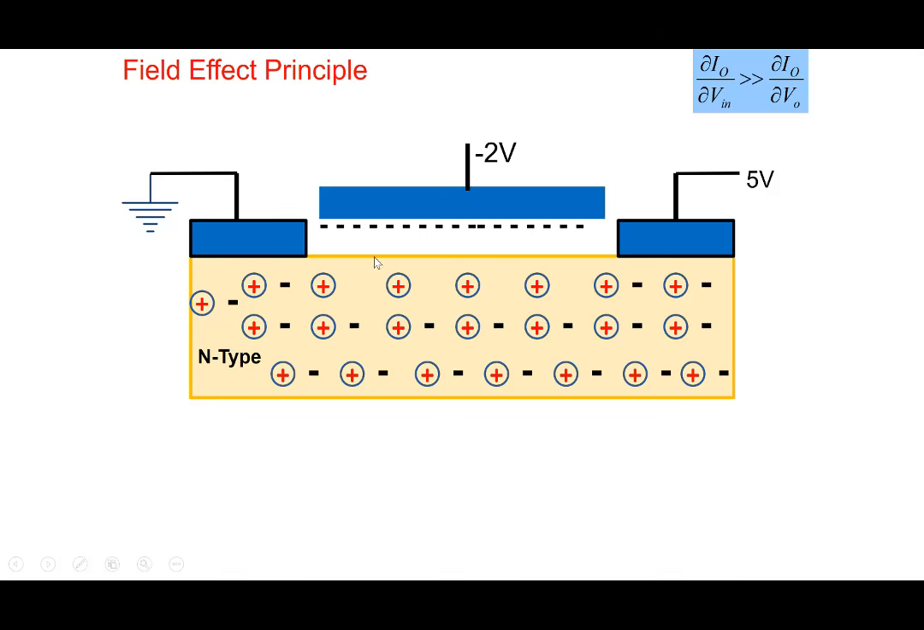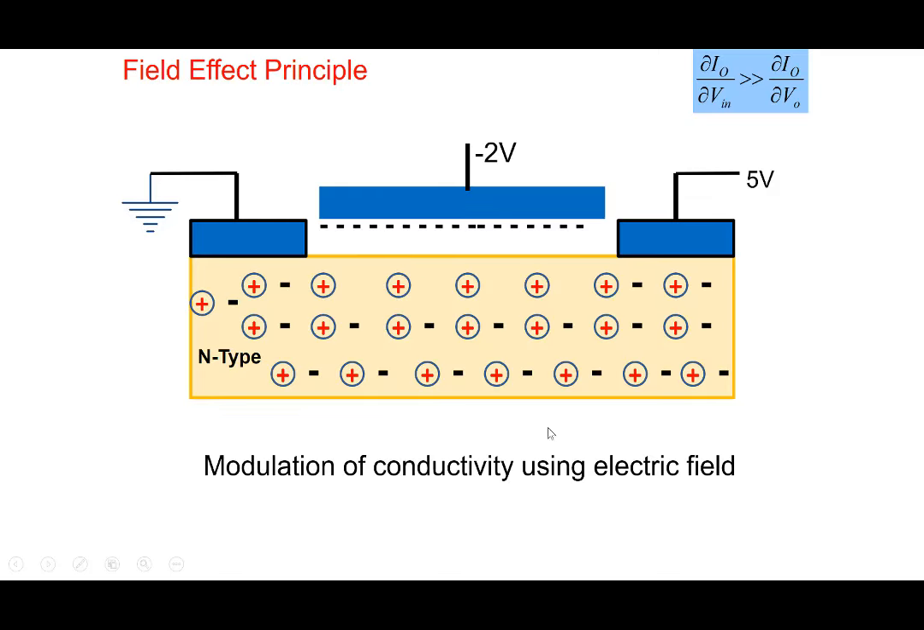And so you've removed electrons from this particular region here. The electrons will be first removed from close to the surface, and then electrons from deeper into the semiconductor will be removed gradually as you increase the voltage here. Because you have reduced the number of electrons, the current which was flowing earlier would reduce because you have fewer electrons in the system. And therefore, what we are talking about is modulation of conductivity using electric field.